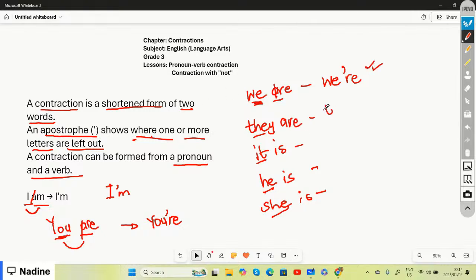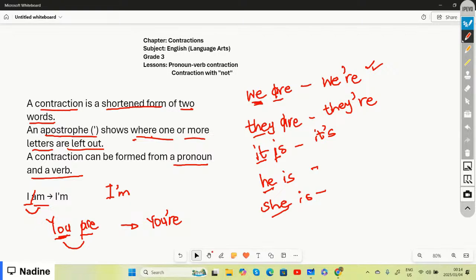Yes, they are. So they, which is the pronoun, stays the same. We remove the A, put an apostrophe in its place. So they are, or they're. Yes, well done. It is. It stays the same. We remove the I, put an apostrophe. Now it becomes it's.